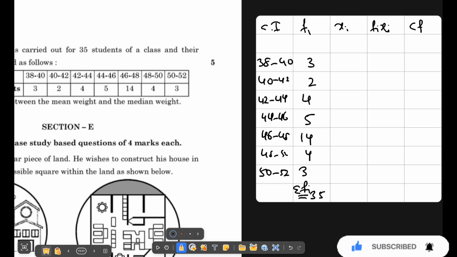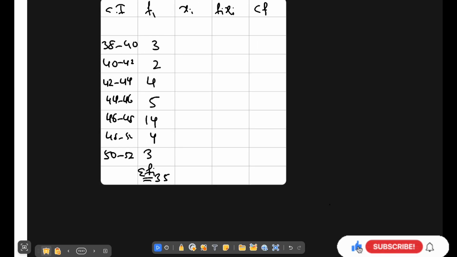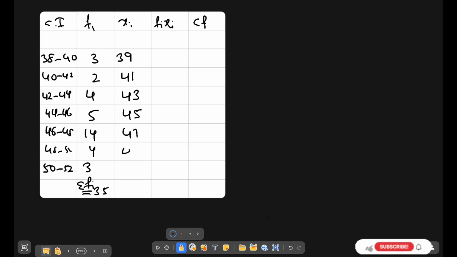Now class marks, average of lower boundary and upper boundary. So 38 plus 40, 78. 78 by 2, 39. So 39. Each class size is 2, right? So 39 plus 2, 41, plus 2, 43, plus 2, 45, 47, and 49. Next 51.